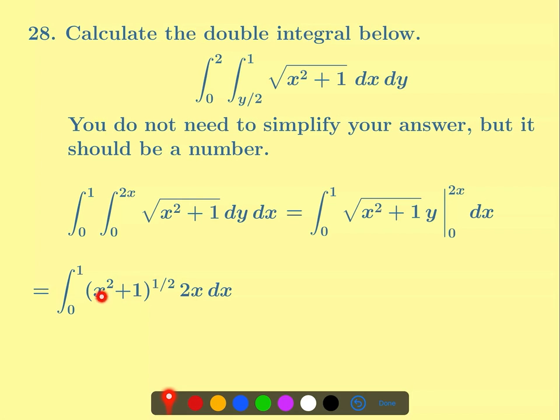So I can think now what would happen if I did a substitution u equals x squared plus 1. I would have u to the 1/2 here, and 2x dx is just du. If u equals x squared plus 1, du is 2x dx. So this is just the integral of u to the 1/2 du. And you'll get u to the 3/2 over 3/2. So when I evaluate this, I have u to the 3/2, x squared plus 1 to the 3/2, over 3/2, and 3/2 in the denominator is the same thing as multiplying by 2/3. So I have 2/3 times x squared plus 1 to the 3/2.